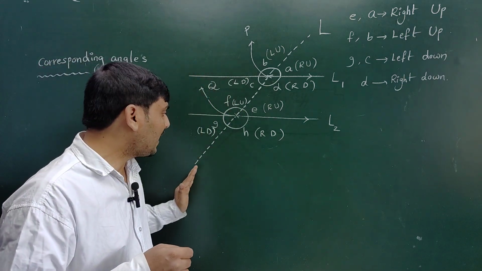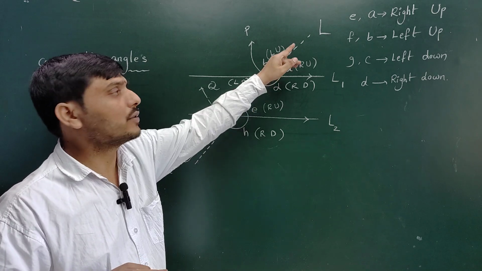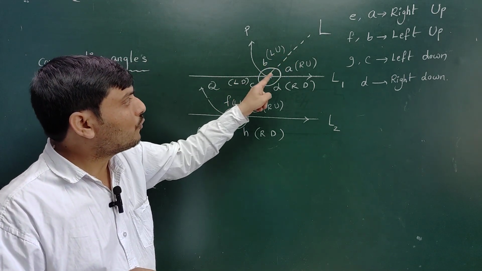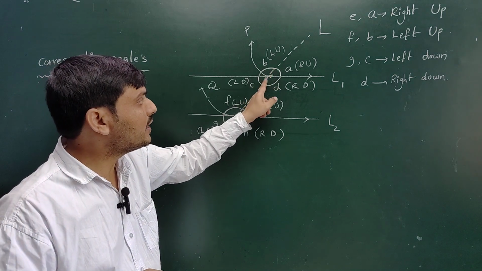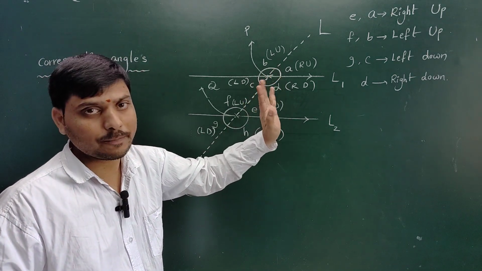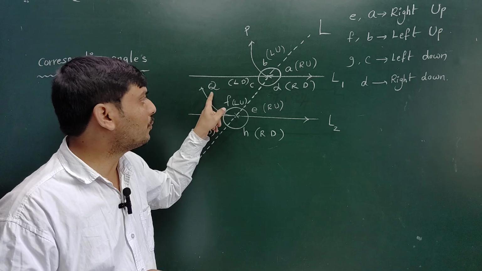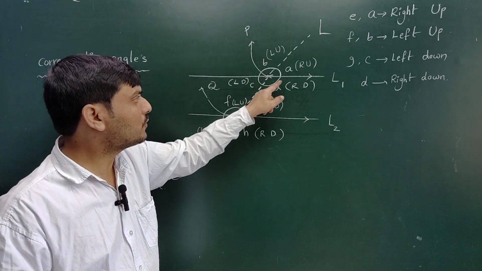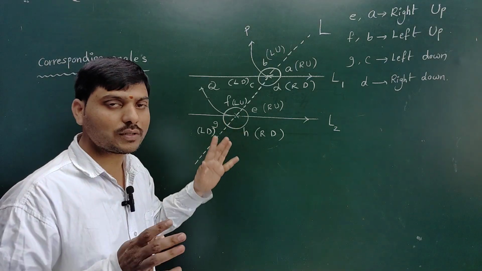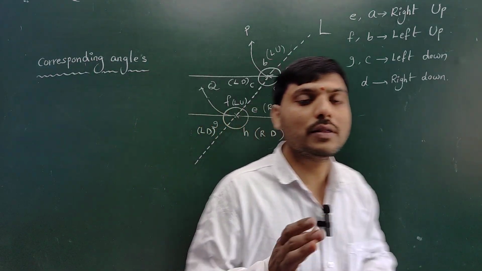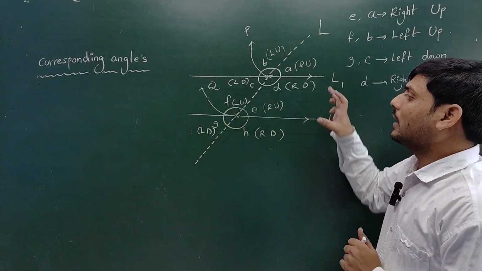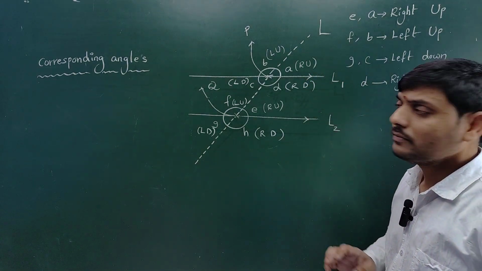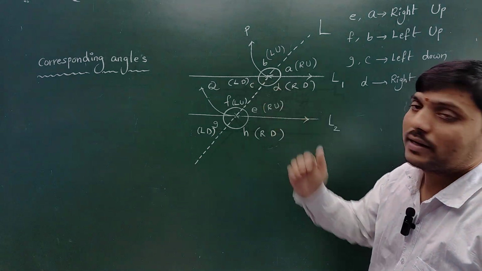Now one of the lines is a transversal, denoted as line L. Line L forms four angles here, A, B, C, D. Similarly, this point is represented as P and this point as Q, and here also four angles form. Totally 8 angles are formed with the help of a transversal intersecting lines L1 and L2. Now my concept is corresponding angles.